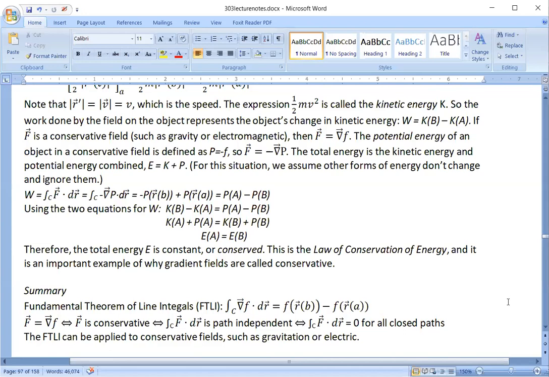And we did a bunch of applications for the FTLI, looking at conservative vector fields, and you can apply them. There are many important examples of conservative vector fields, like gravitation or electric.